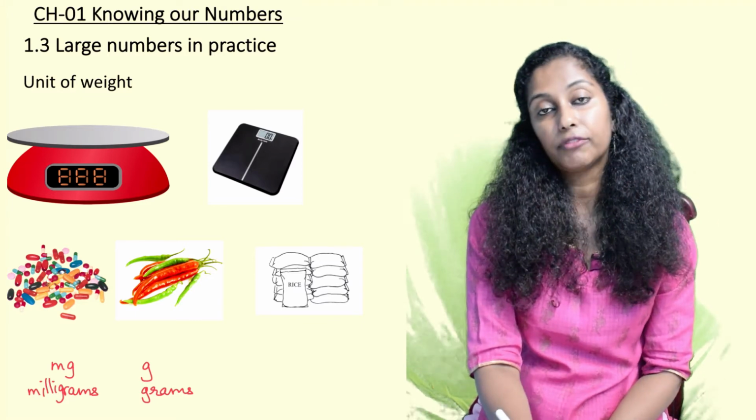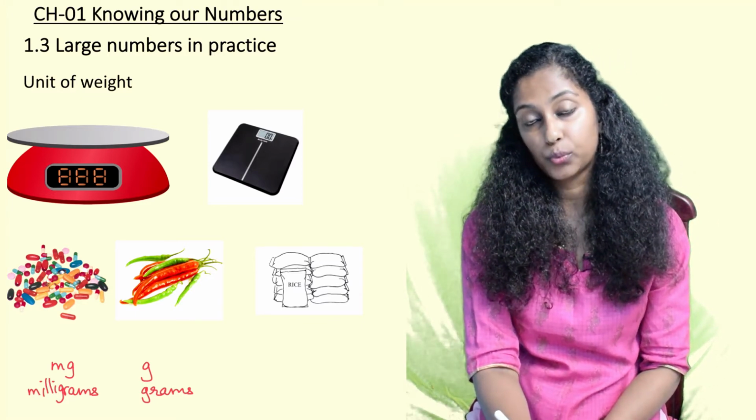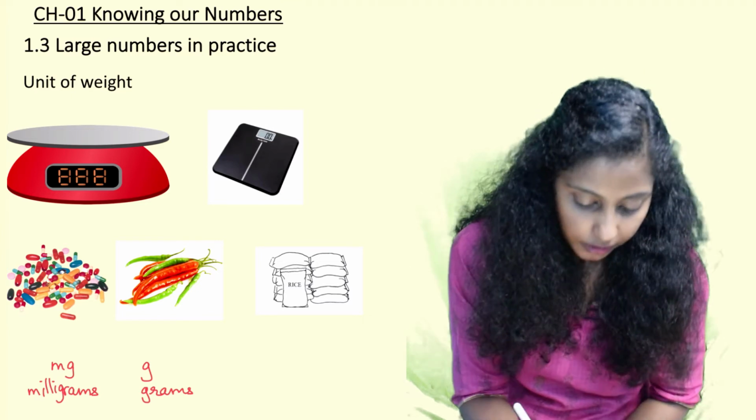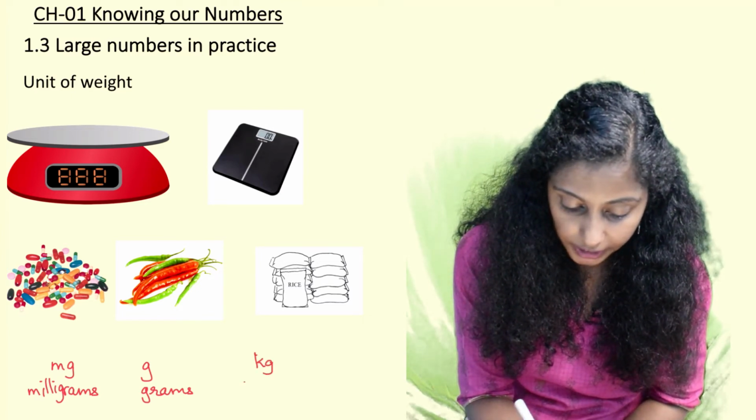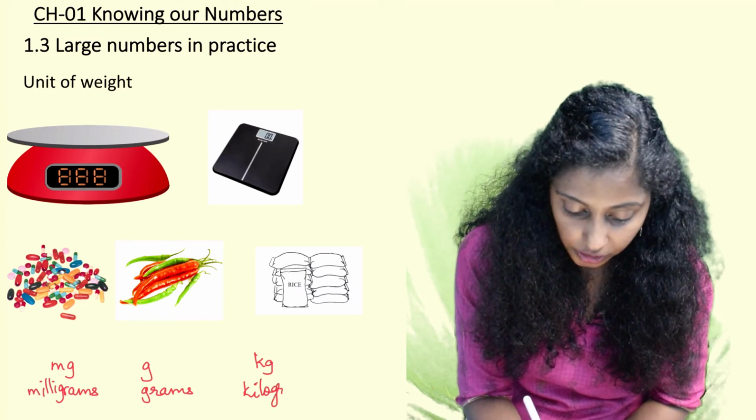And then when we have to buy certain things such as rice, wheat, sugar, for that we use a bigger measurement quantity, that is called kg. Kg is kilogram.